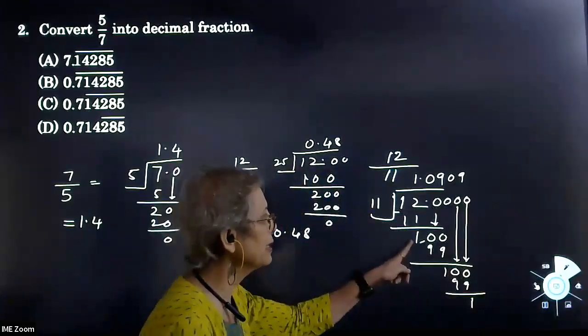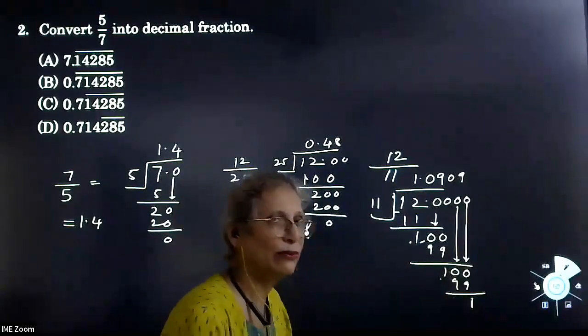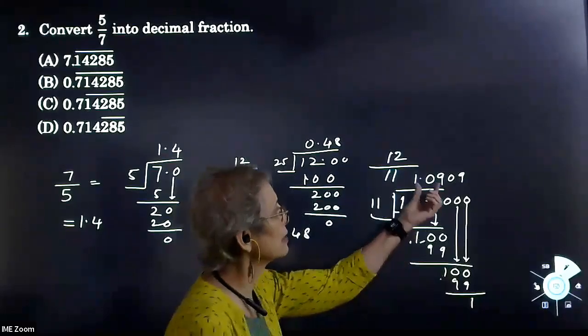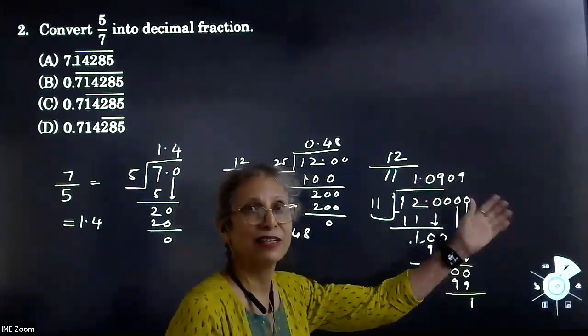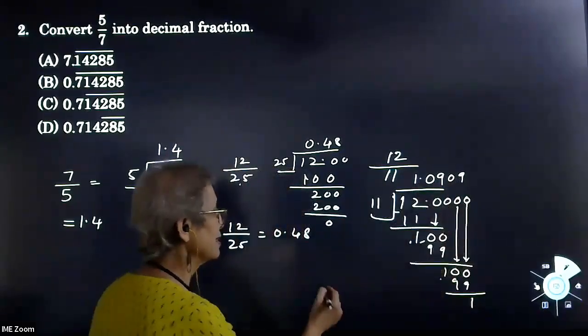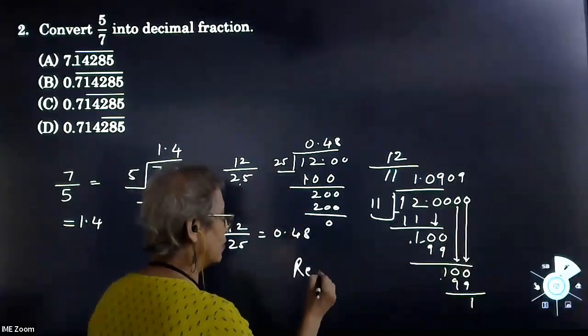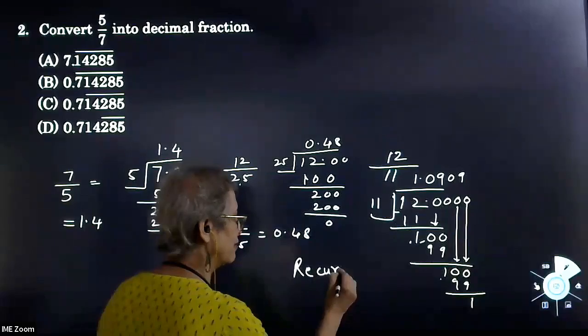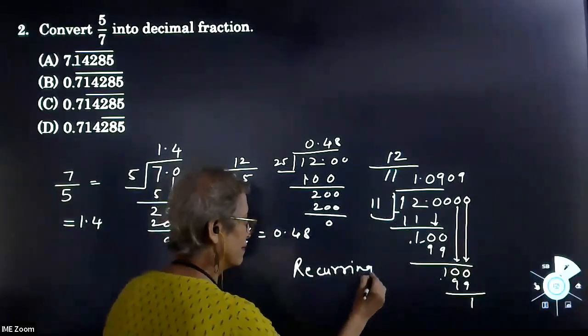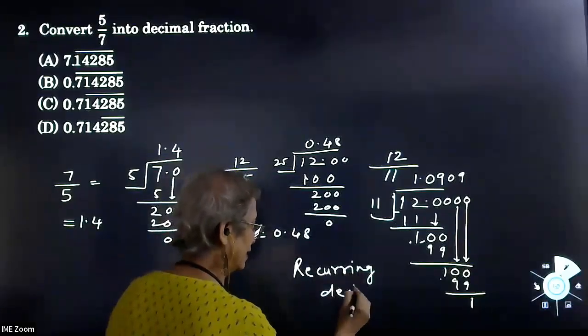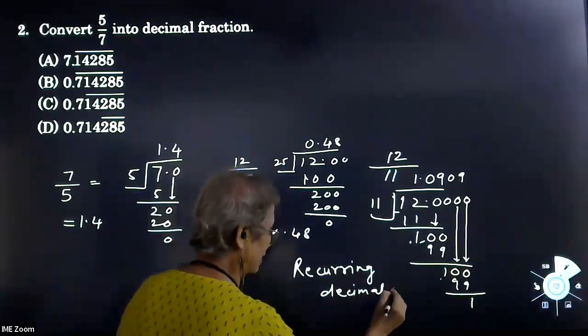See, from here I am getting remainder 1, remainder 1, remainder 1. And what I am getting? 09, 09, 09. So these type of decimal fractions are called recurring decimal fractions.